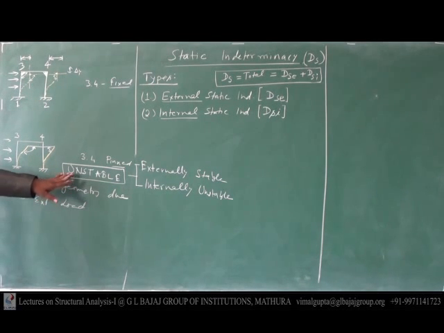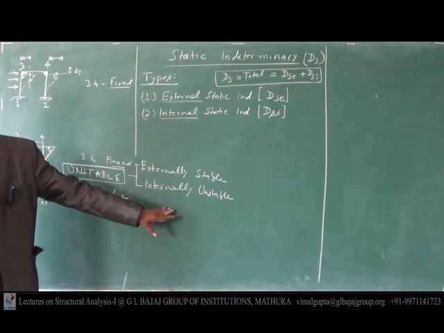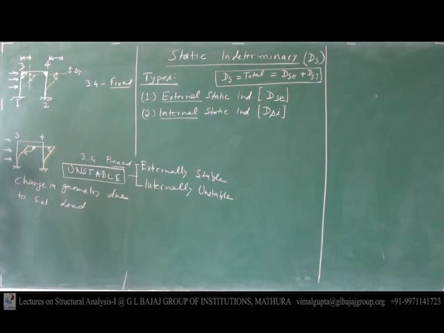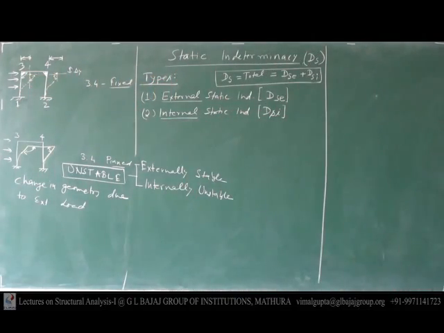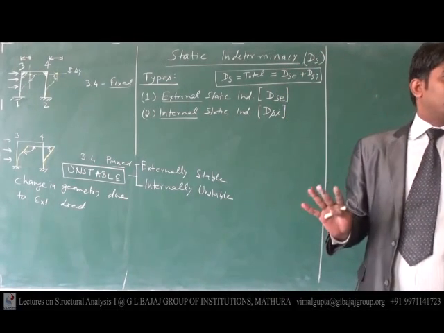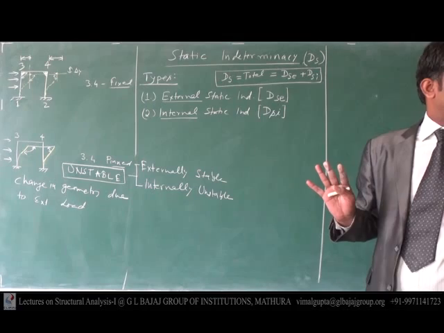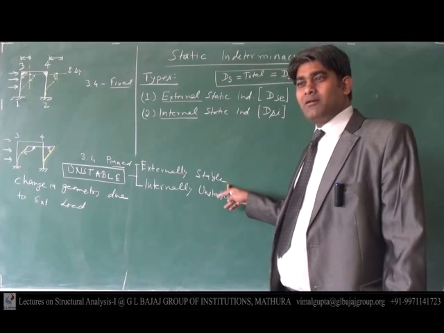And finally we will say that it is unstable. Unstable may be in terms of both. It may be externally unstable, it may be internally unstable, but if any one of them is there, then we will say that it is unstable. A structure will be said to be unstable if any one of them is unstable. In that example, it is externally stable. That concept is clear to everybody? Why is it externally stable? What will be your answer?